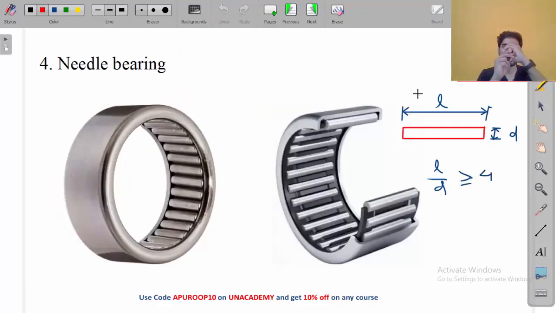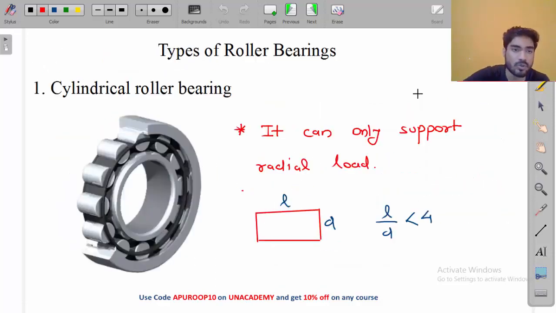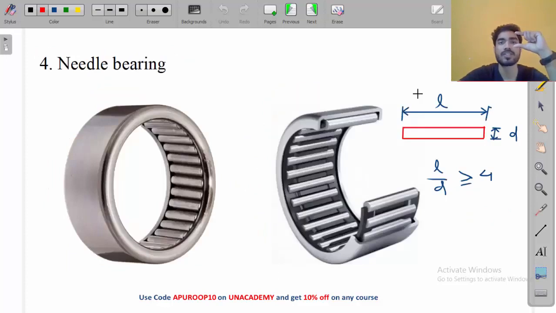Let's say this is the shaft and this is the support, and there is not much space between them. In order to keep the bearing, there must be some space between the shaft and the moving fixed support, right? If the space is very less, then you cannot use the cylindrical roller because it requires more space. So instead of using this much roller, we use small needles. The required space is very less, my friend.